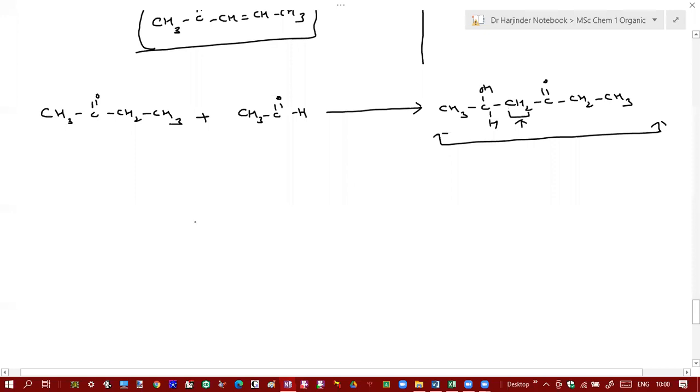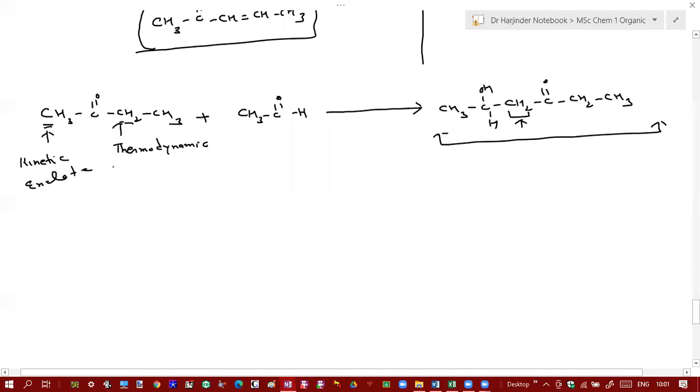So what you will do is, you have to prepare the enolate over this side, not on this side. If the enolate is formed over this side, that will be your thermodynamic enolate. That will be more stable. And if it is formed over here, that will be your kinetic enolate.